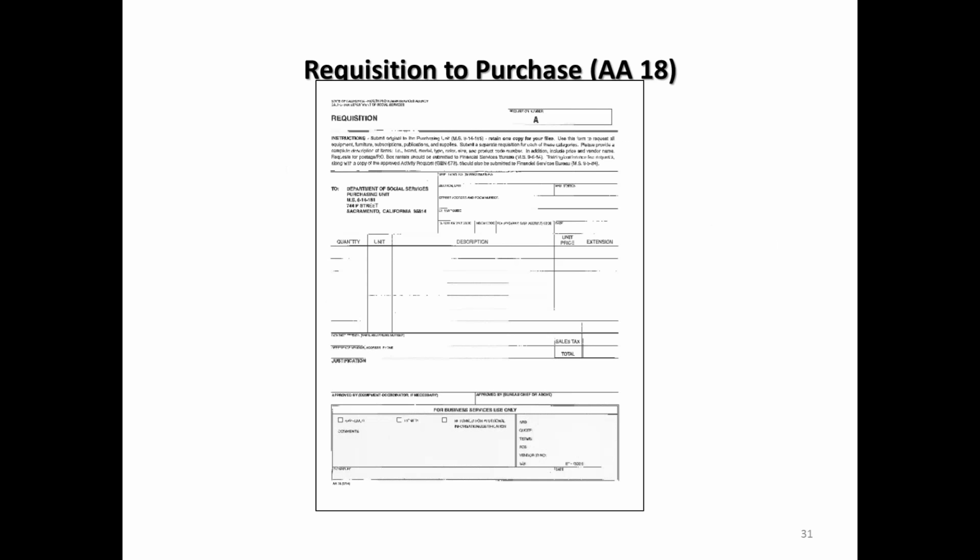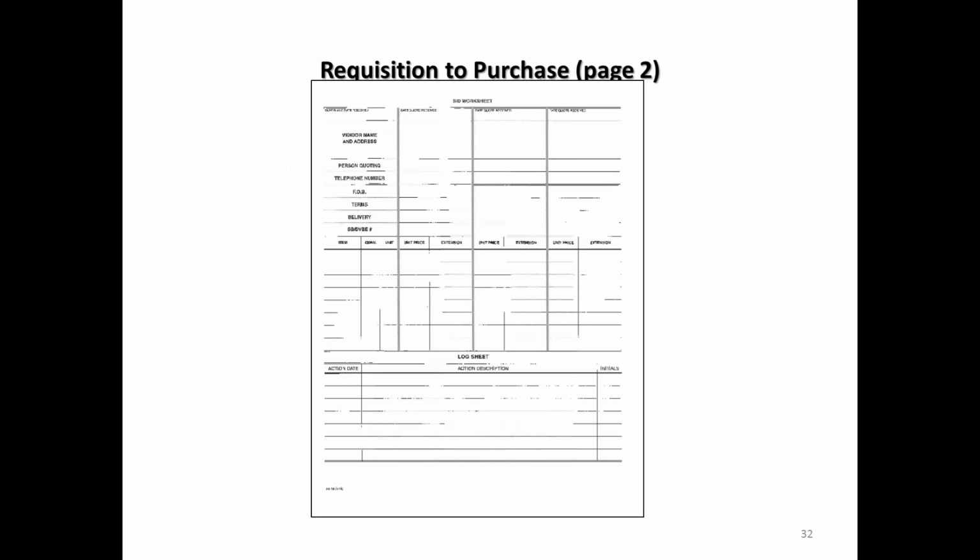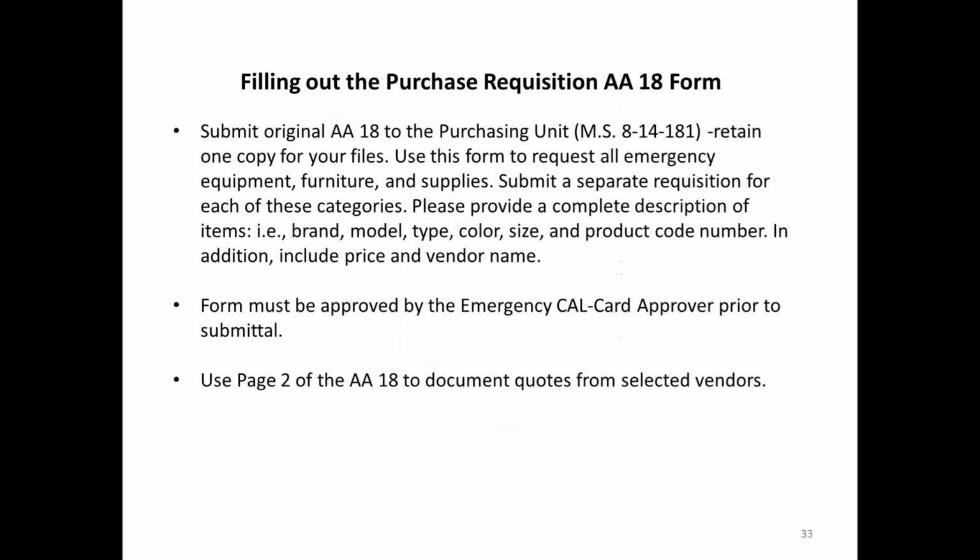Here is the AA18 form. Submit the original AA18 to the purchasing unit at Mail Station 8-14-181 and retain a copy for your files. Use this form to request all emergency equipment, furniture, and supplies. Submit a separate requisition for each of these categories.